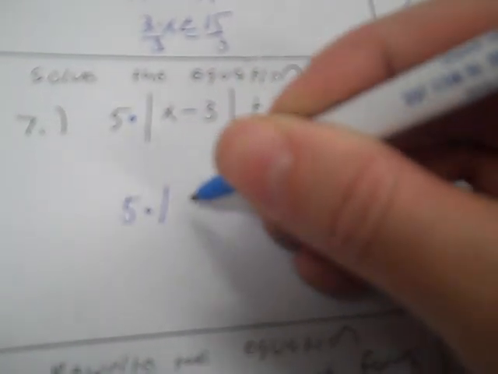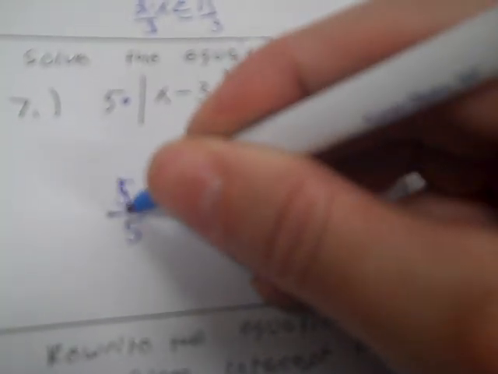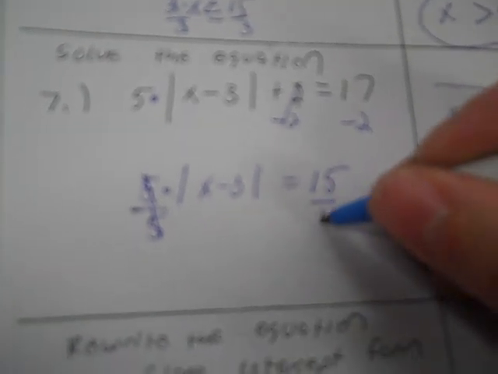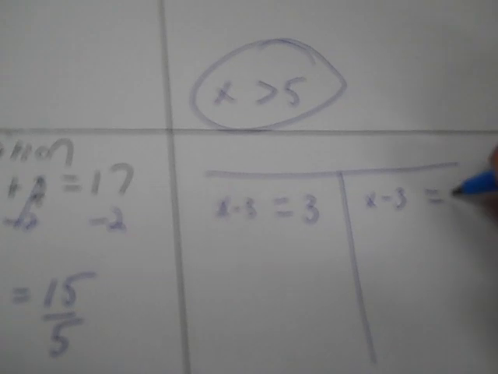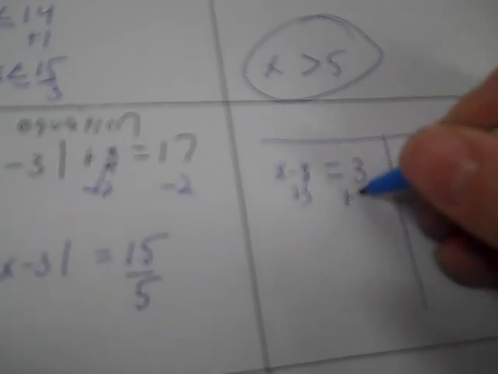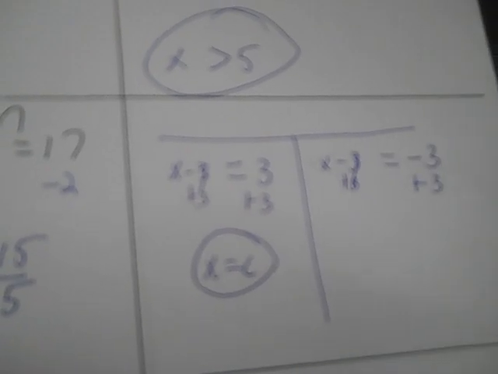And that's 15. So we got 5 times the absolute value x minus 3 equals 15. Now I got 5 times, so now I divide by 5. Don't subtract that number there. That's a multiplier. You always divide by those. 15 divided by 5 is 3, so you could have 3 or negative 3. Then I add 3, I get 6. Then I add 3. Negative 3 plus 3 is 0.